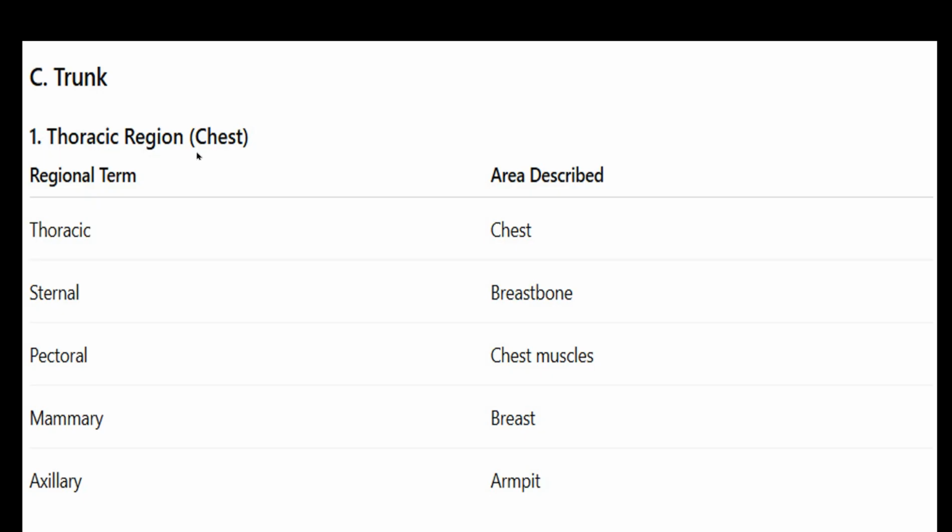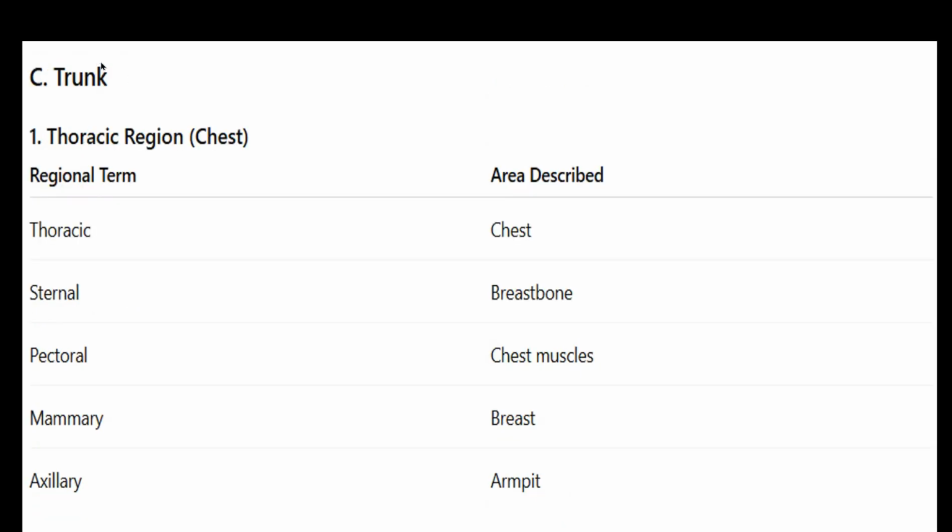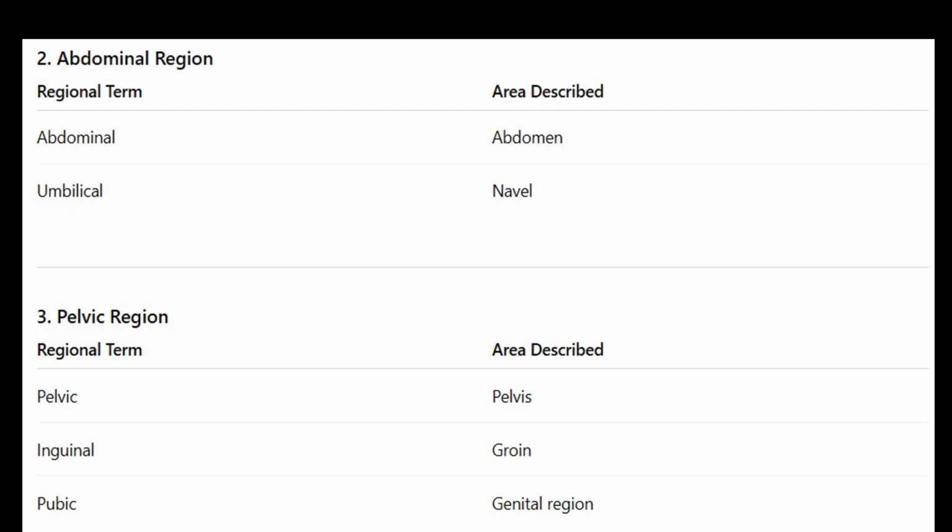Third is trunk, that is for thoracic region, or you can say chest region. Thoracic means chest. Then we have sternal, that is breastbone, pectoral, chest muscle, mammary, breast, axillary, armpit. And then we have the second region that also comes under a trunk, that is abdominal region. So for abdominal we have abdomen and umbilical, that is navel.